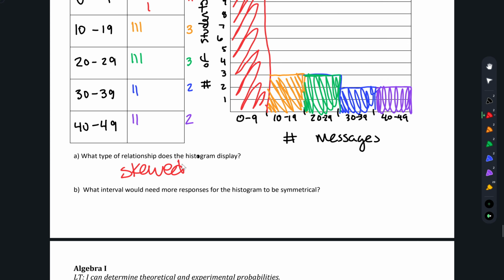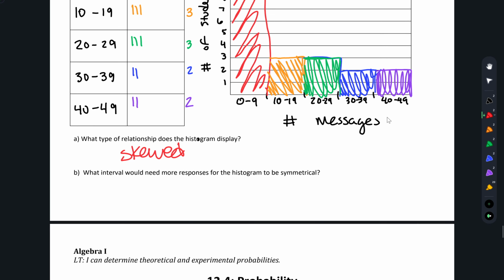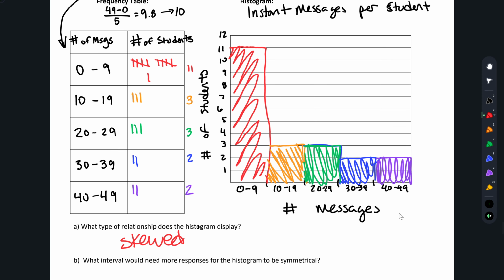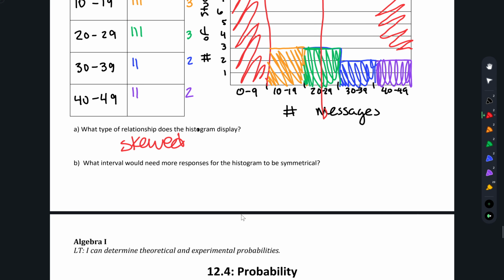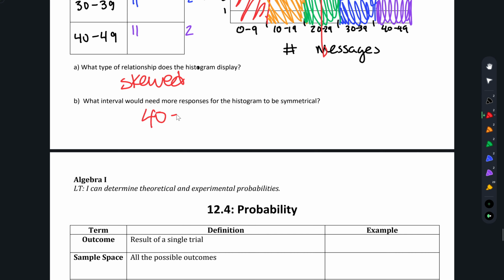Okay, let's say I did want it to be symmetrical. What would I have to add in order for this to be symmetrical? Let's split it down the middle. Which interval would I have to add something to make it symmetrical? What would need a ton more responses if I wanted this to be symmetrical on both sides? Yeah, if I wanted it to be symmetrical, I would need to add a bunch over here so that it would be the same on both sides. So we could just say right here, 40 to 49. That's it. Any questions?